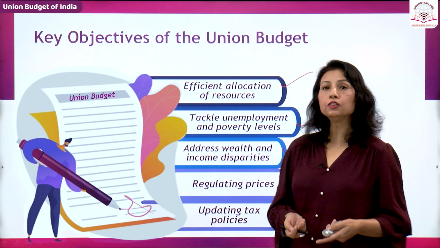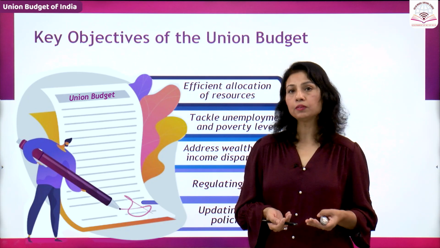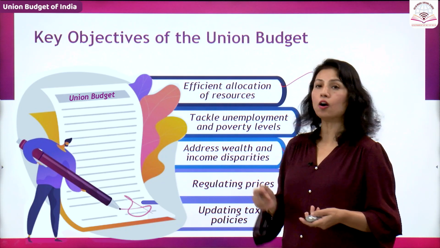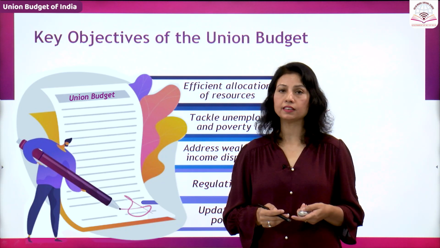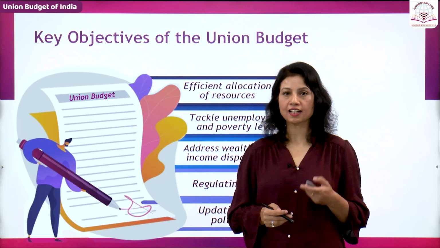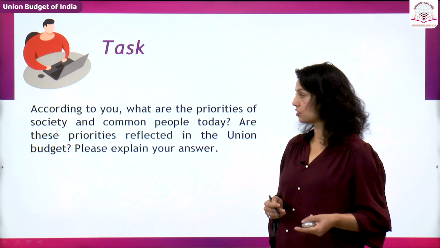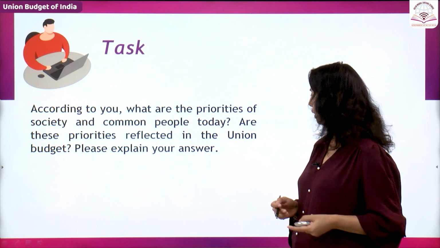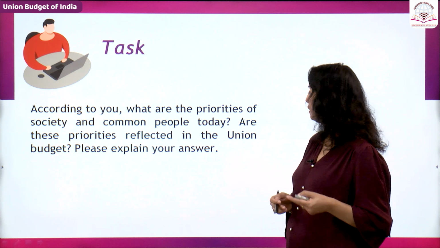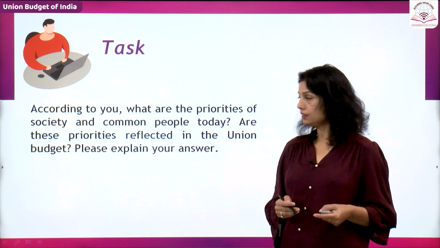So in today's video, we talked about the concept, components and the key objectives of union budget. Now is the time for your task. According to you, what are the priorities of the society and common people today? Are these priorities reflected in the union budget?